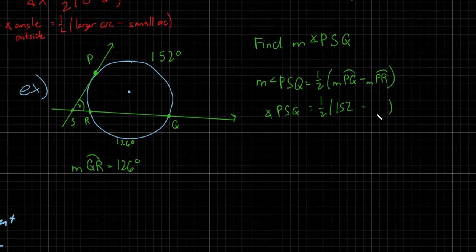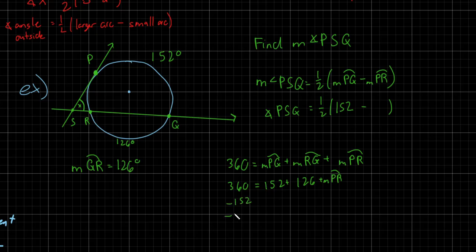What do all the arcs of a circle add up to in degrees? Yeah, so it's 360. So if I add up measurement of PQ plus the measurement of RQ plus the measurement of PR, I would get 360. Camille, what was the measurement of PQ? Yep, and what about RQ? 126, and then I would get my last measurement here. So when I subtract 152 and 126 from 360, what would I get left over? 82? Yep, so 82 equals the measurement of PR.